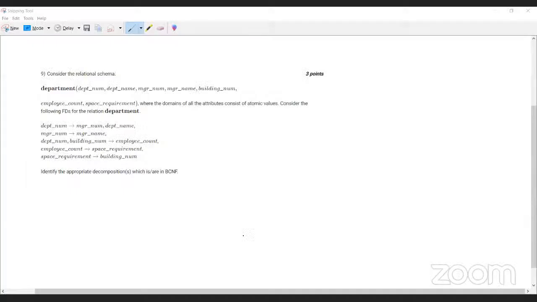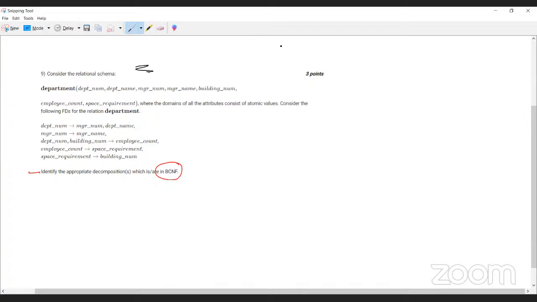Is my screen visible? This question number 9. Yes, sir, it's visible. Okay, this question, right? Yes, sir. Can you walk me through the steps on how to do decomposition? Yeah. Anyway, we are going to discuss this BCNF decomposition in this session only. But for this question, I will just give you the hint.